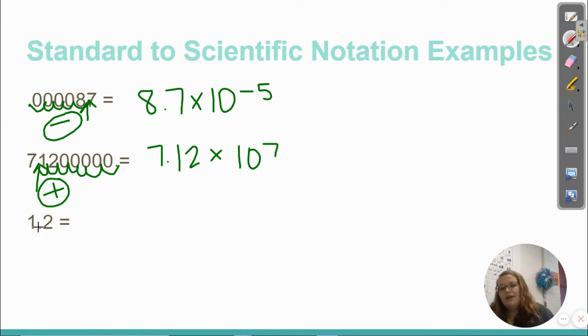And on this one, I already have just one number in front of the decimal, so I don't need to move my exponent any time. So it becomes 1.2 times 10 to the 0.